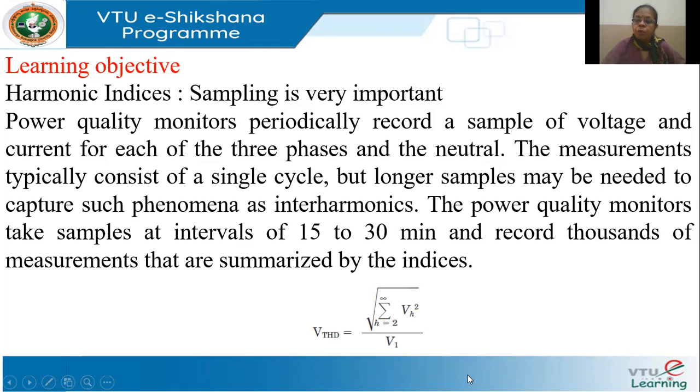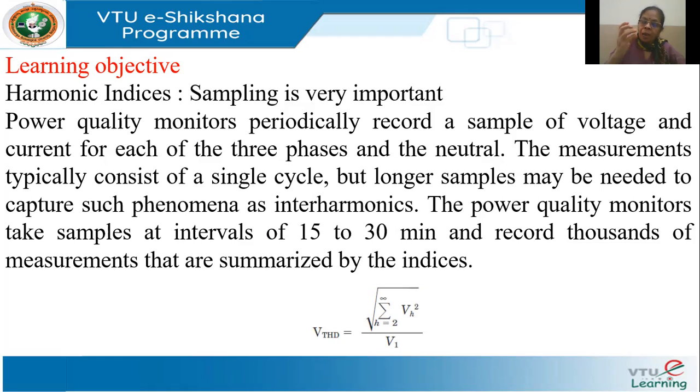Apart from this, we also define, as I'm sure you did in chapter 3, the TDD, the total distortion factor, exclusively for currents. Because THD only gives you an idea about the proportion of harmonic and fundamental, but it does not tell you whether that magnitude is high or low.